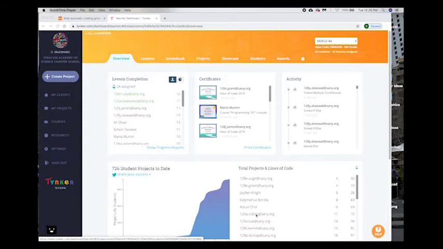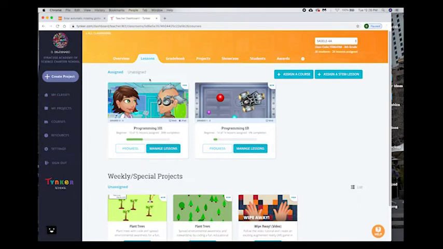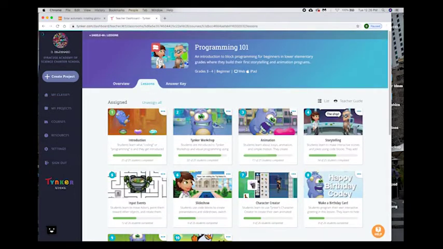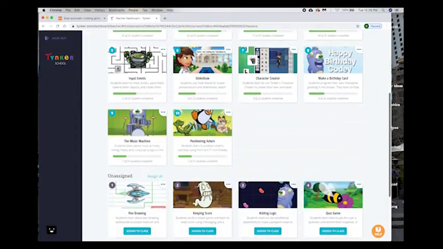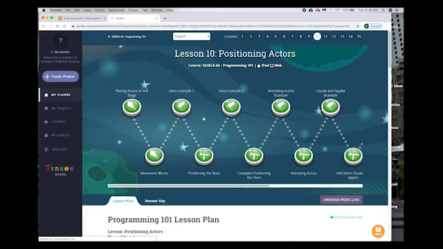Many of the questions that get referred to lesson number 10. So take a look. This is a little bit of an advanced concept, but I think one you guys can easily handle. It goes with Programming 101, lesson number 10, positioning actors. You'll see the penguin there, all right? So if you open that up, you're going to see stars example, placing actors on stage, movement blocks, all these.